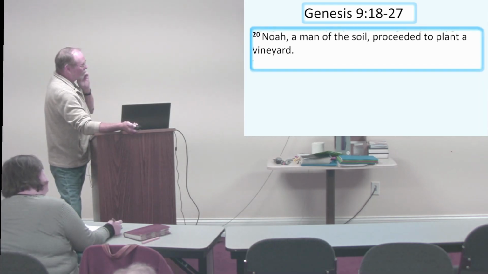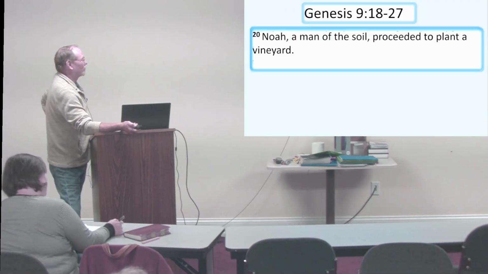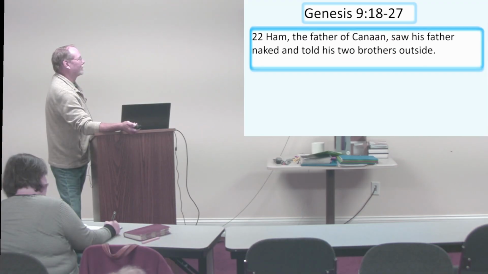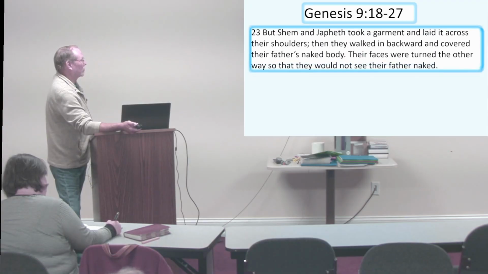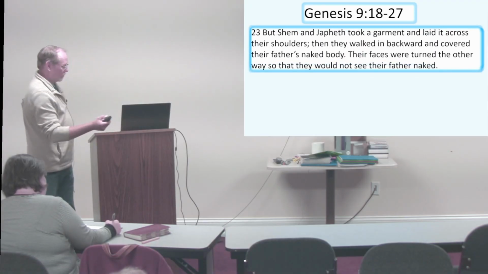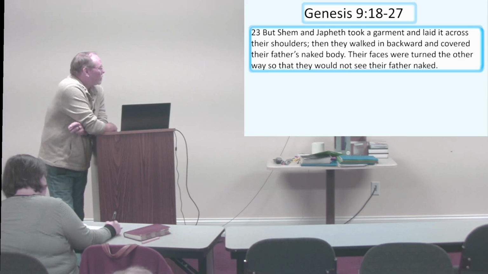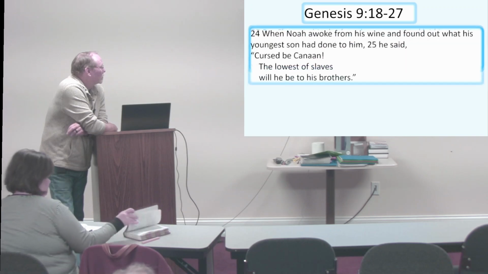Noah, a man of the soil, proceeded to plant a vineyard. When he drank some of its wine, he became drunk and lay uncovered inside his tent. Ham, the father of Canaan, saw his father naked and told his 2 brothers outside. But Shem and Japheth took a garment and laid it across their shoulders. Then they walked in backward and covered their father's naked body. Their faces were turned the other way so they would not see their father naked.